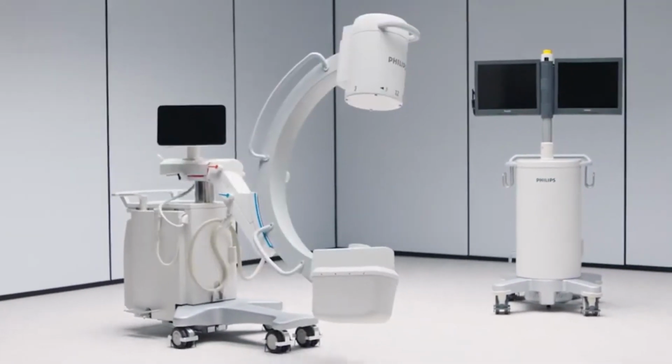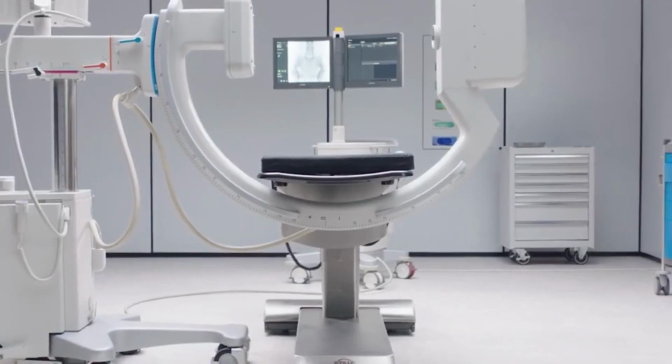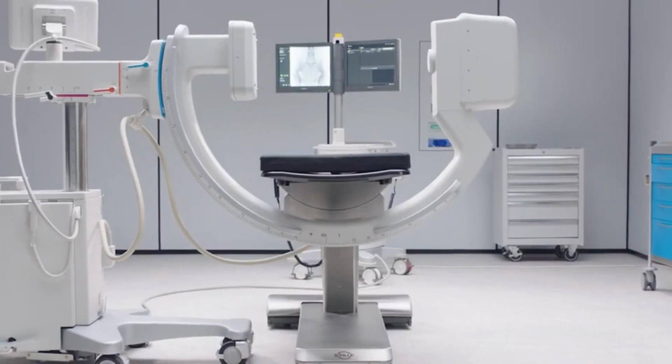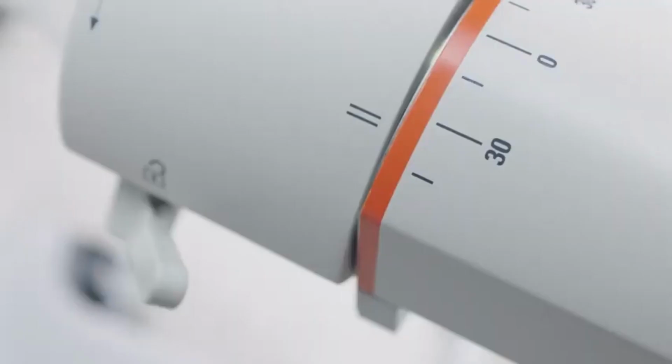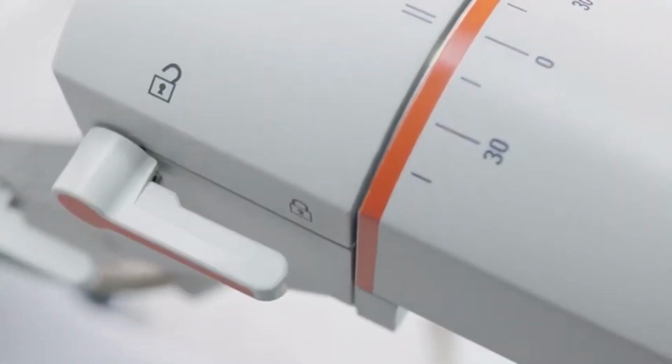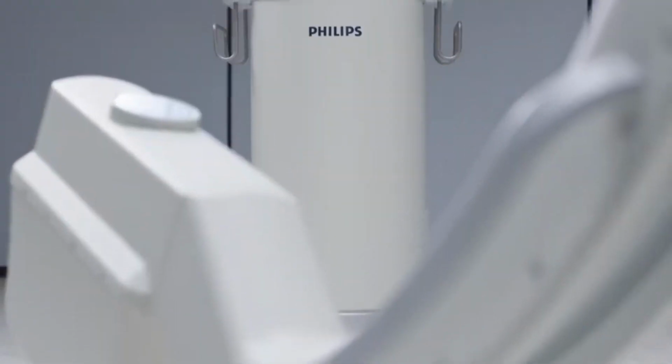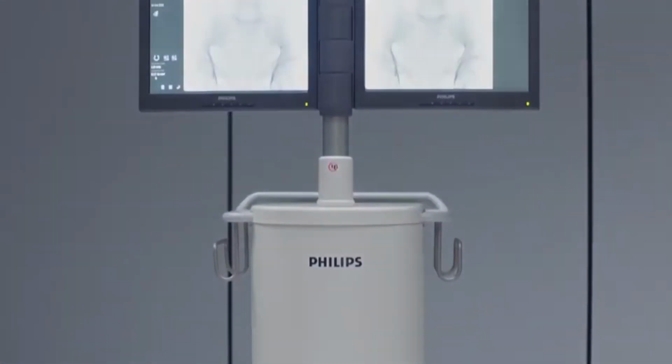almost any angle. The generator emits X-rays that penetrate the patient's body. The image intensifier or detector converts the X-rays into a visible image displayed on the C-arm monitor. The physician can check anatomical details such as bones and the position of implants and instruments at any time.